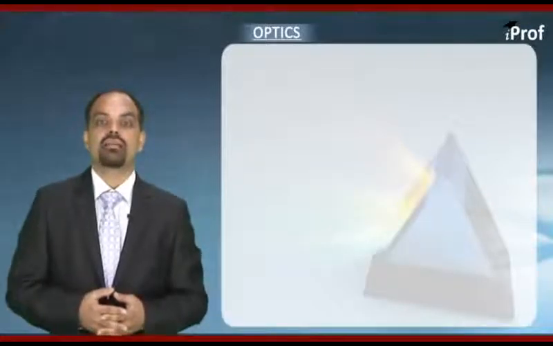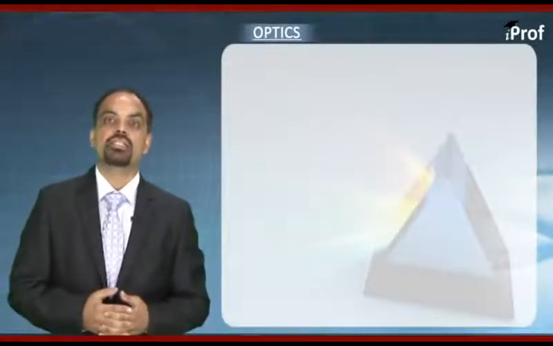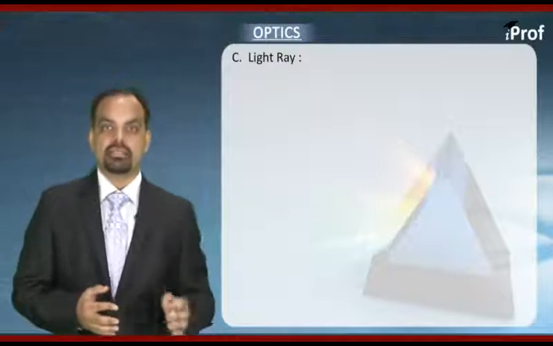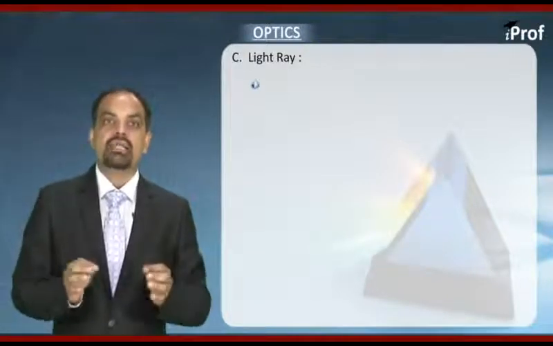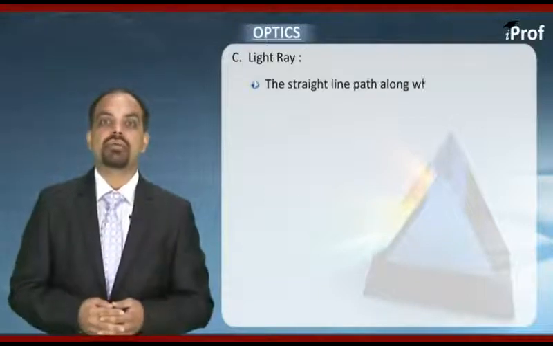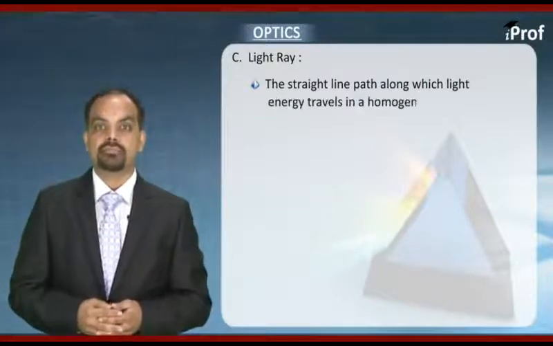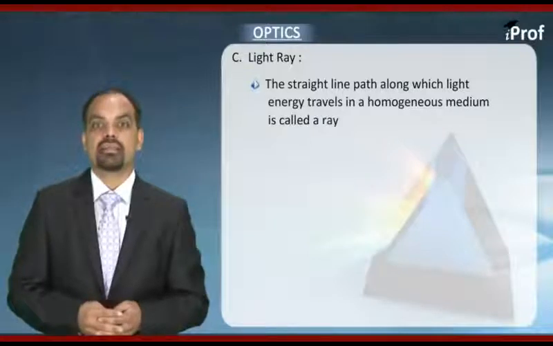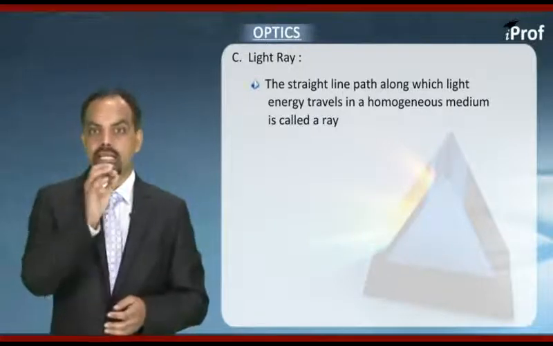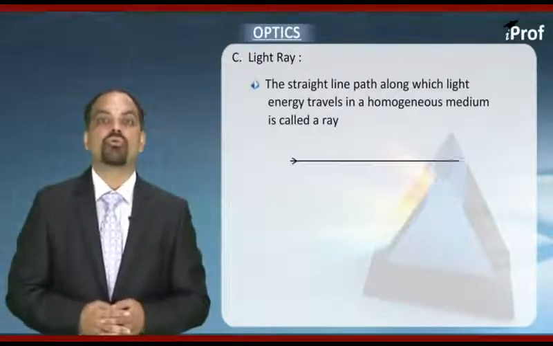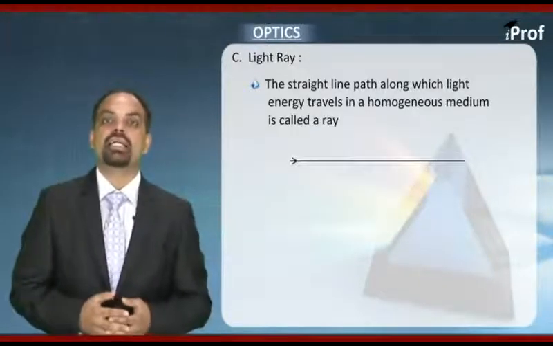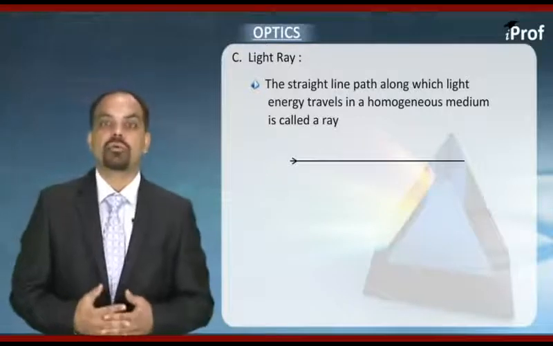Now the third point which we are going to deal with, that is very common in geometrical optics, is the light ray. Let's understand this point. A light ray is a straight line transfer of light energy, and this light ray is denoted by a straight line segment with an arrow over it, and this arrow indicates the direction of propagation.